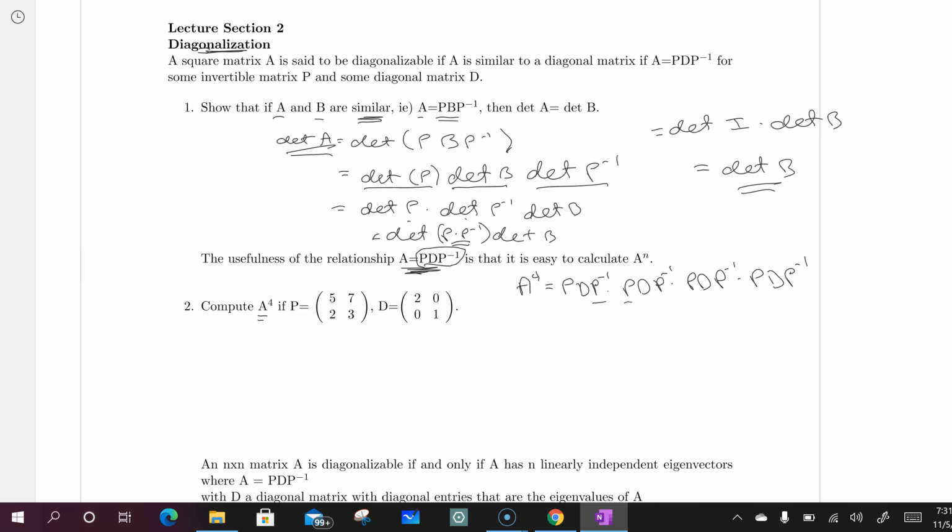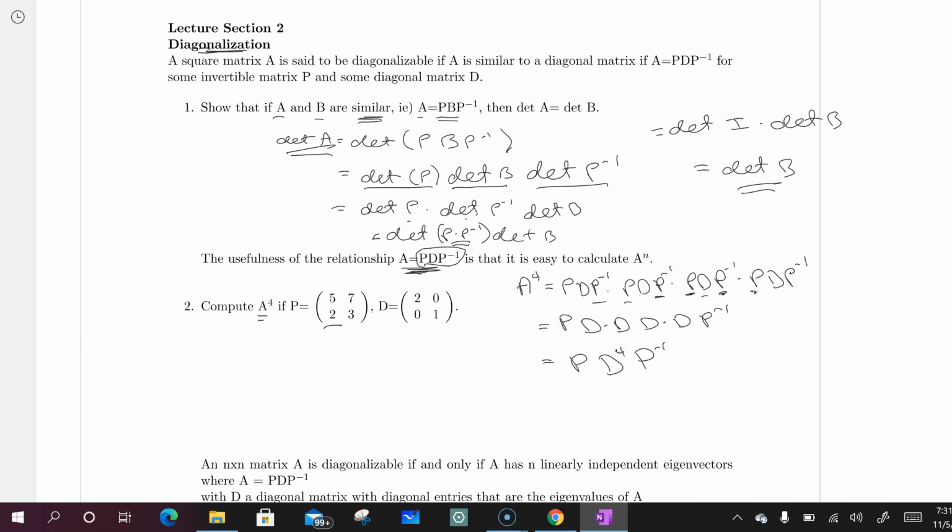Look at what I've got here. This P inverse times P gives me the identity matrix, right? So that's a 1, and so this D is multiplied times this D. These two multiply to be 1, so I have this D. And then these two multiply to be 1, so I have this D. So what I end up getting is P D to the 4th power P inverse.